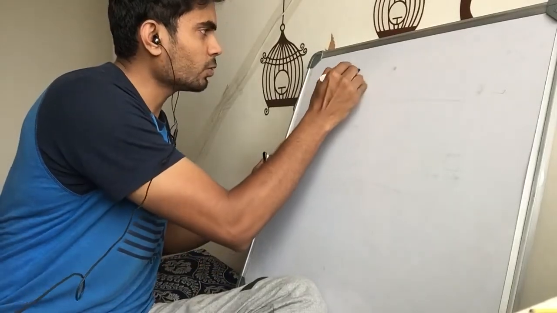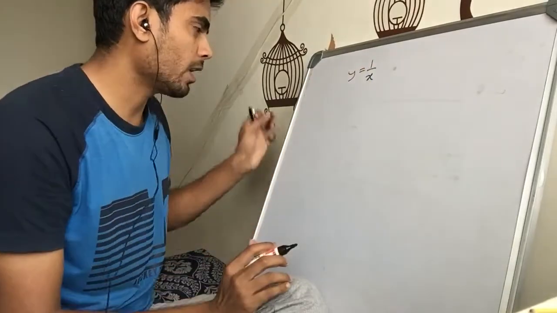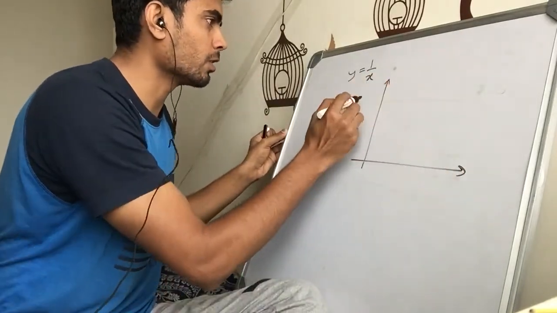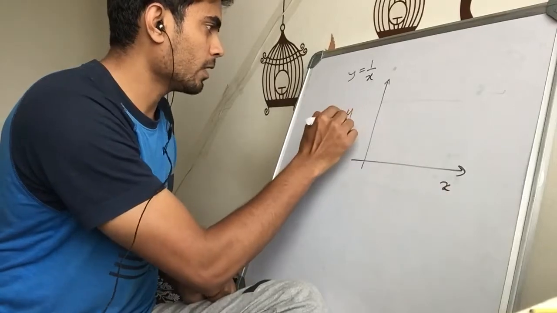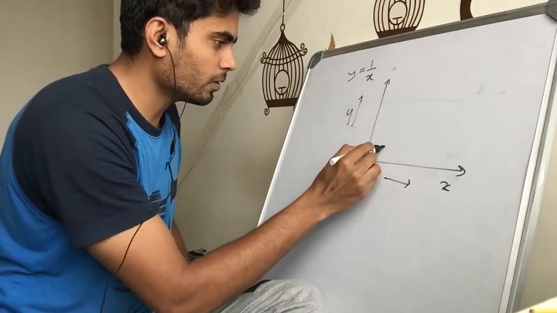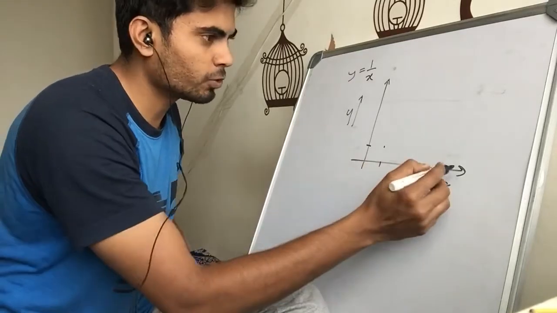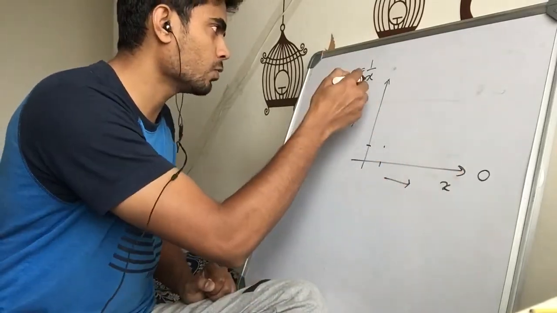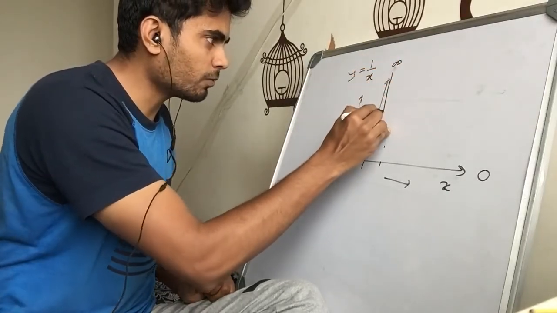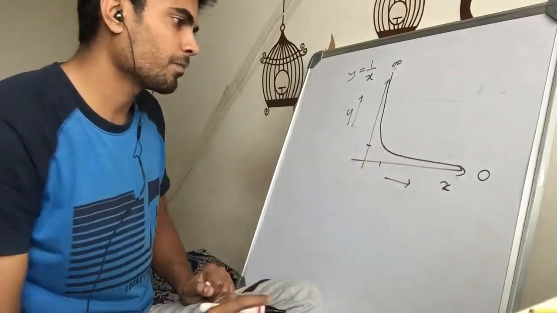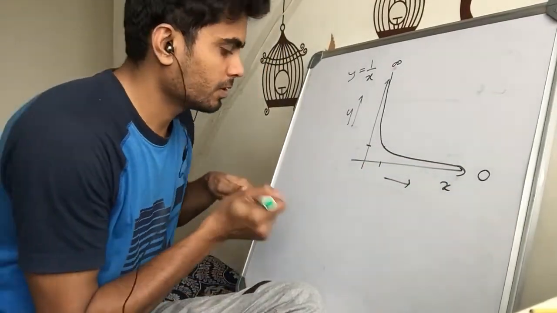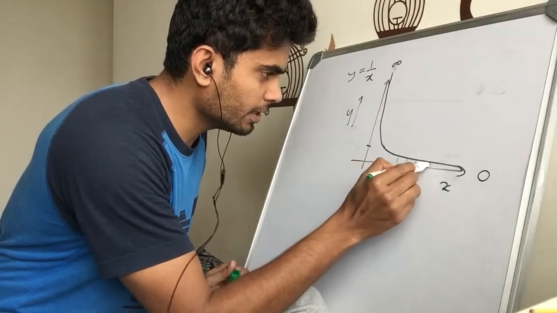In mathematics you have used this function, and you might have drawn the graph for it, where this is x and this is y. For x equals 1, y is taking value 1. For x equals infinity, y is taking 0. For x equals 0, y is taking infinity. So there is this kind of curve you might have seen, and you can see the gap, which is decreasing each time.